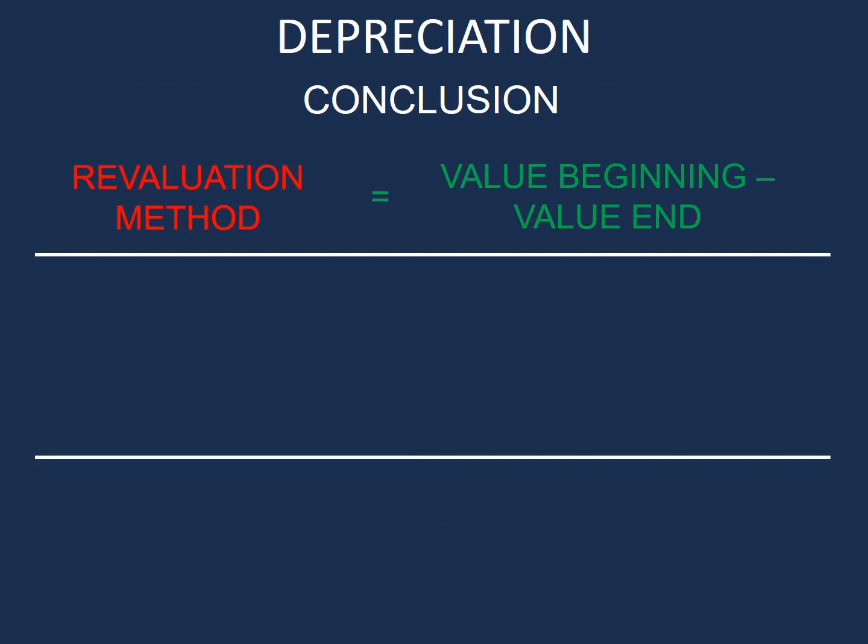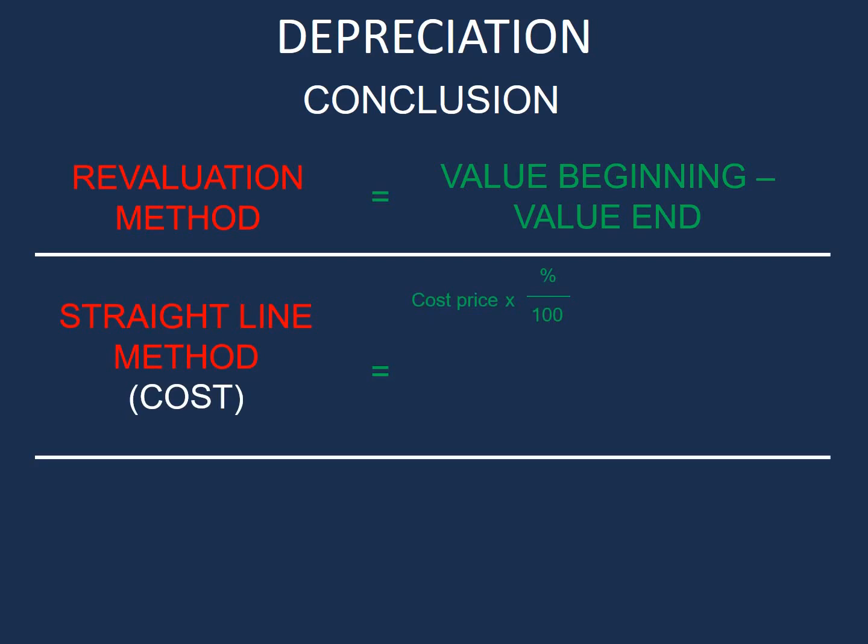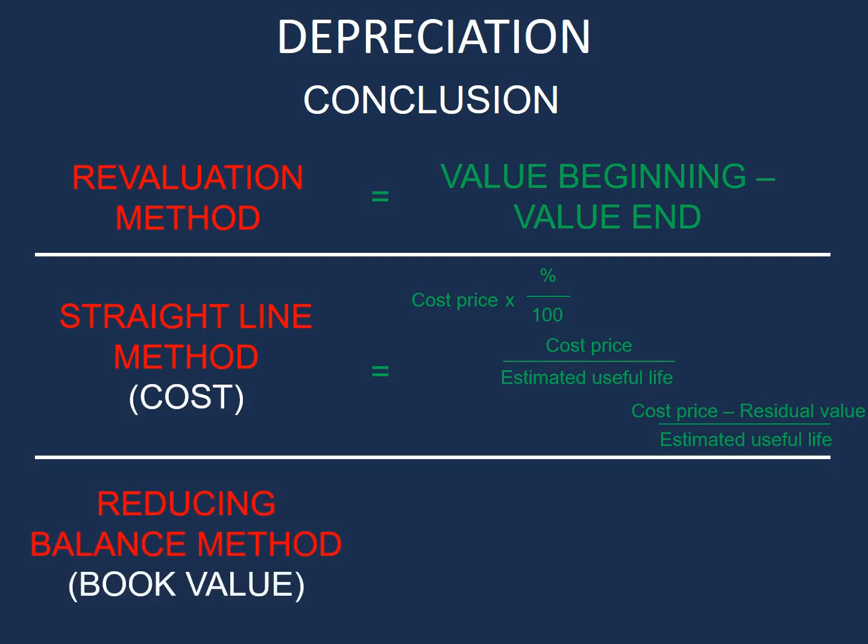So in conclusion, our revaluation method is calculated by the value at the beginning of the year less the value at the end of the year. Our straight line method or cost price method is calculated by taking the cost price multiplied by the percentage, or the cost price divided by the estimated useful life, or cost price less residual value over the estimated useful life. And our reducing balance method or book value method is calculated by taking the cost price less the provision for depreciation, then you will get an answer, and then you will multiply that answer with the percentage.